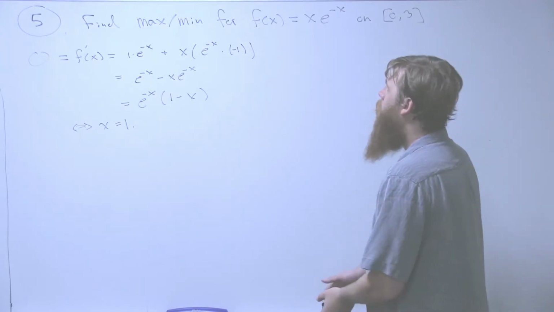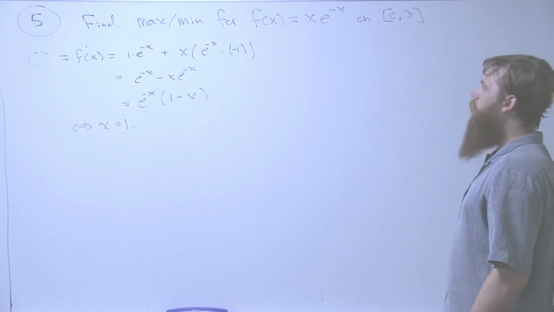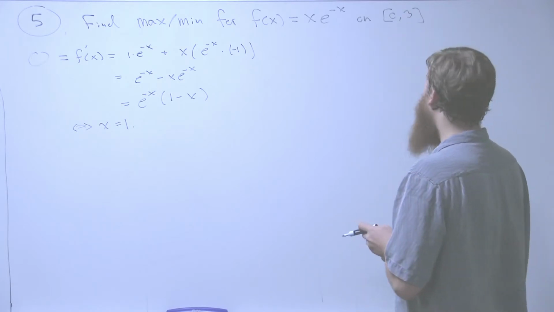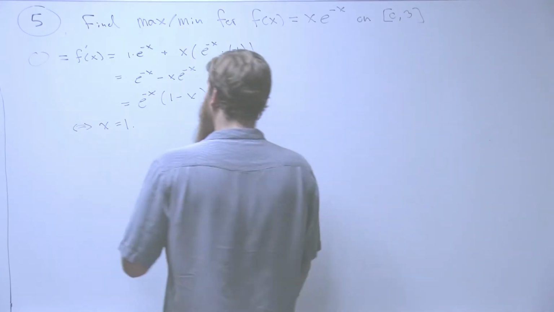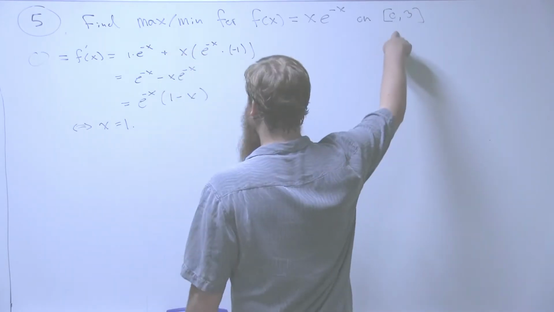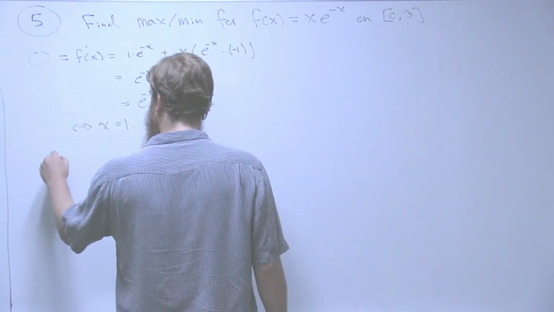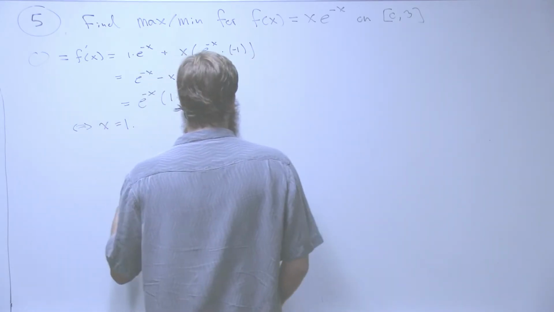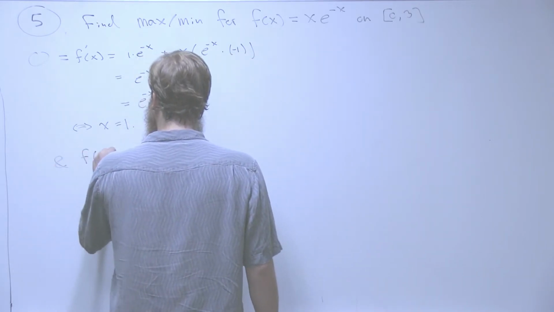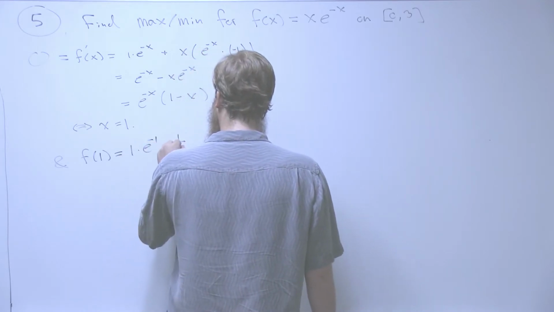But remember, that theorem guarantees the existence of both a min and a max, so I know that I need to get something else. We also know that extrema can come from endpoints. Before we evaluate the function at the endpoints, let's figure out what f of this is so we know what we're comparing to. So x equals 1 is the only possible location of local extrema, and f of 1 is equal to 1 times e to the minus 1, which is just 1 over e.